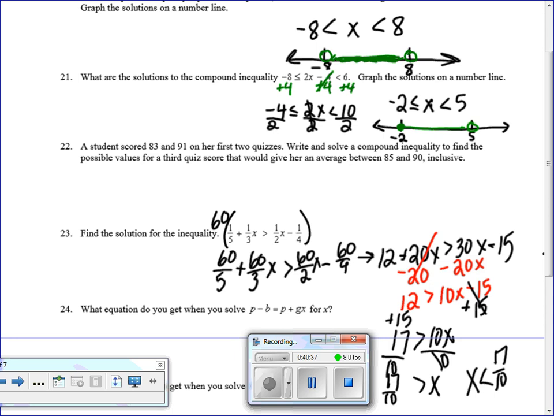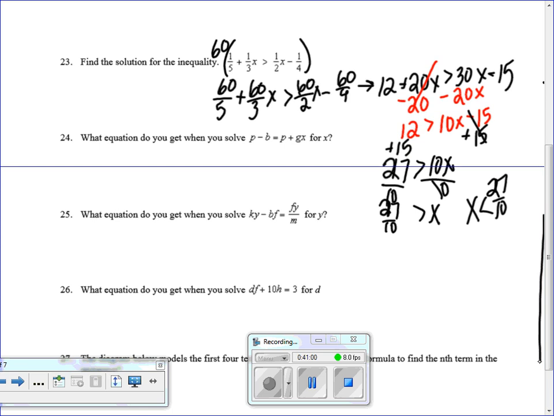Real quick, let's go back to this part right here. I realized that I made a mistake. When we add 12 plus 15, that is not 17, that is 27. So when we divide, we'll end up with 27 over 10, which would be 2 and 7/10. My apologies.